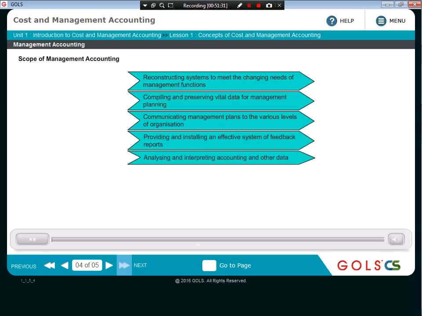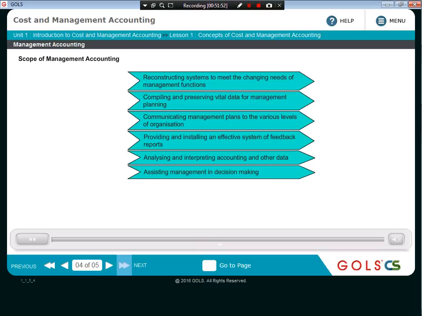Analyzing and interpreting the accounting and other data to make it understandable and usable to the management. Already we have seen it is one of the important functions. Whatever the costing and financial data is there, it has to be analyzed and presented in such a manner that it can be understood by the management level.